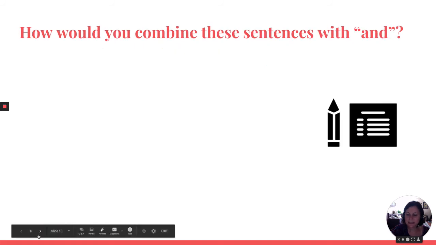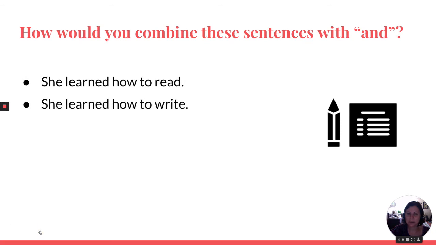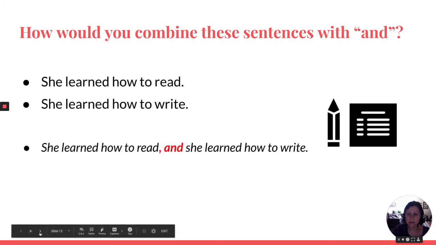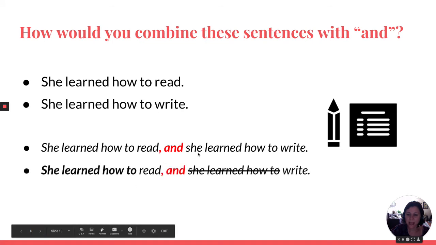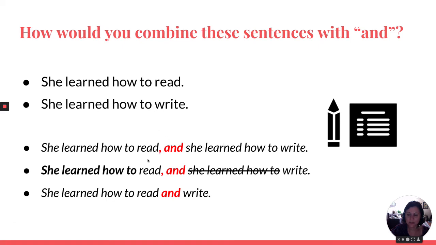How would you combine these sentences with and? She learned how to read. She learned how to write. She learned how to read and she learned how to write. But we have some repetition here. She learned how to, it's repeated 2 times. So actually you don't have to repeat it again the second time. You could just say she learned how to read and write. And I'm just combining these 2 words, so I don't need a comma here. But if you're combining 2 independent clauses, don't forget the comma.